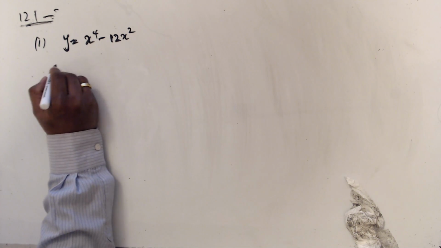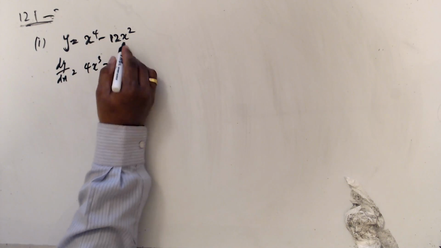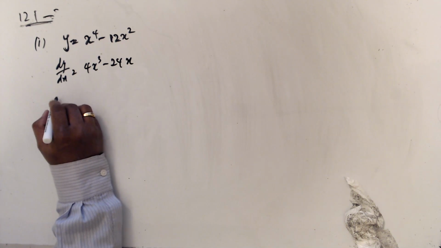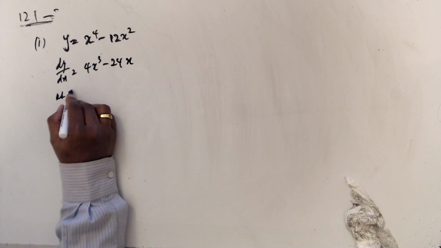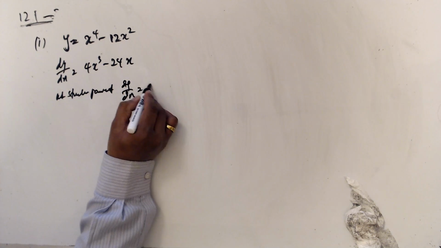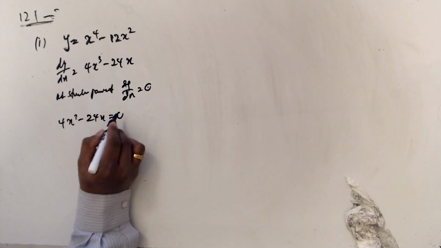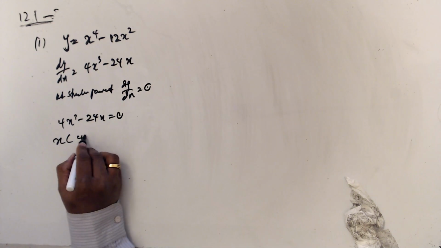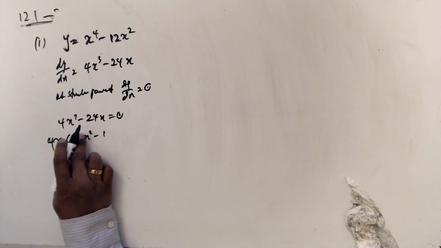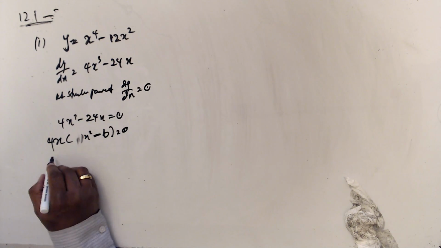Hence 2, minus 4 square root 2 is a minimum point. I will take the dy over dx, that is 4x cubed minus 24x, and at the stationary point dy over dx equals 0. Then 4x cubed minus 24x equals 0. I can take 4x out, so 4x times x squared minus 6 equals 0.